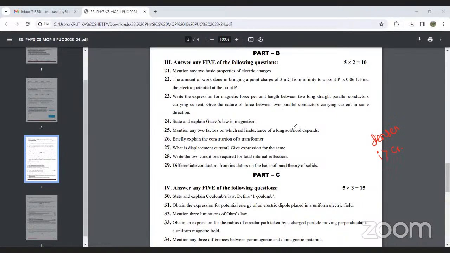Next question, students, that is differentiate conductors from the insulators on the basis of the band theory. Very recently we have discussed this topic. So here if they ask only conductors and insulators, no need to go for the semiconductors. You just show the conduction band and show the valence band. Whatever the gap is there in between, it is nothing but the energy gap. Then in case of the conductors, these two are overlapped.